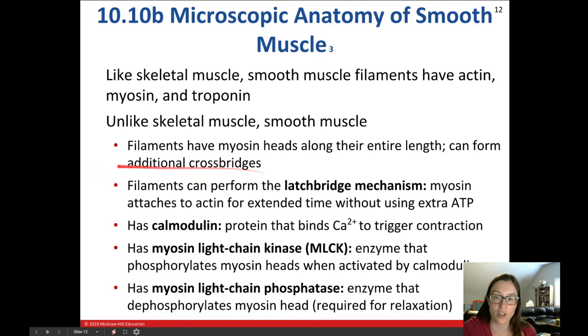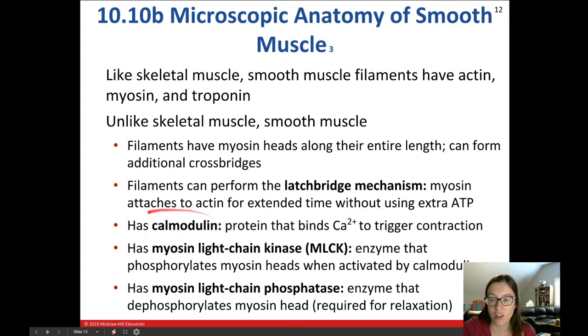But unlike skeletal muscle, smooth muscle filaments have myosin heads along their entire length, and so they can form additional cross bridges. This is going to allow them to contract more. So even if they're already contracted, they can contract more. Filaments can perform a latch bridge mechanism, so myosin attaches to actin for an extended period of time without using extra ATP, and therefore they can stay contracted longer without getting fatigued.